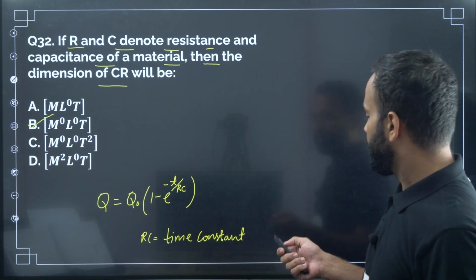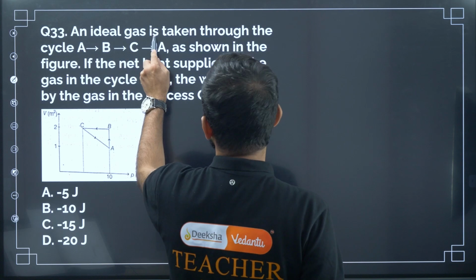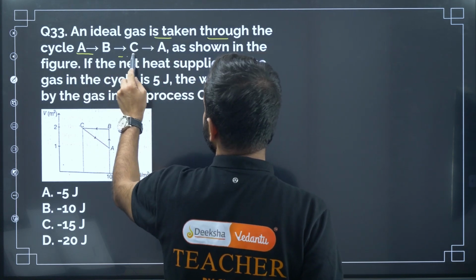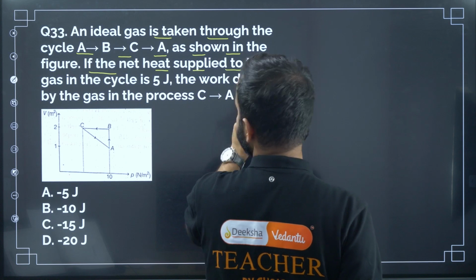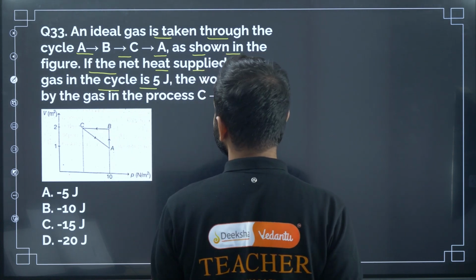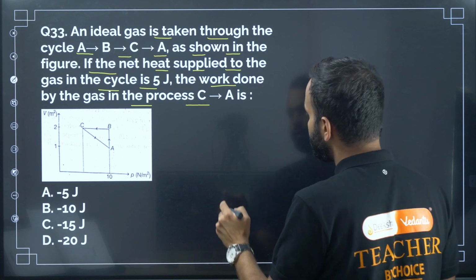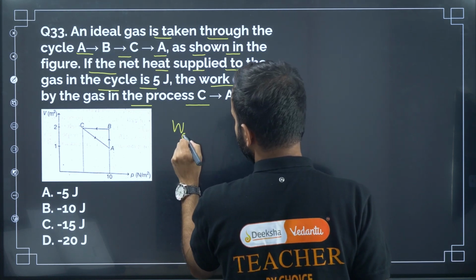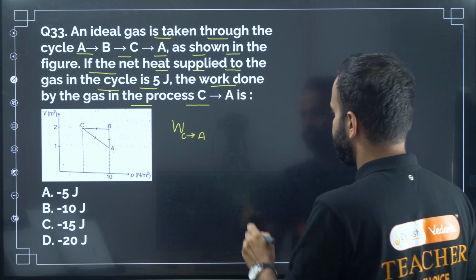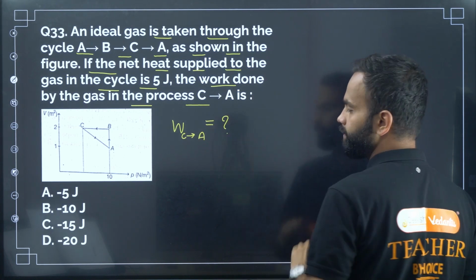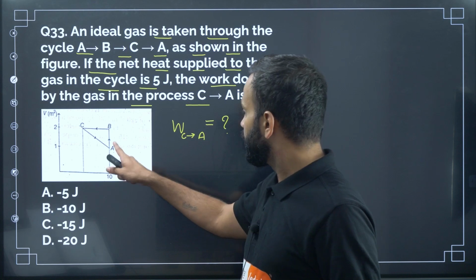Next question, question number 33. An ideal gas is taken through the cycle ABCA as shown in the figure. If the net heat supplied to the gas in the cycle is 5 joule, the work done by the gas in the process C to A is. That is, we need to find the work done by the gas in the process C to A.